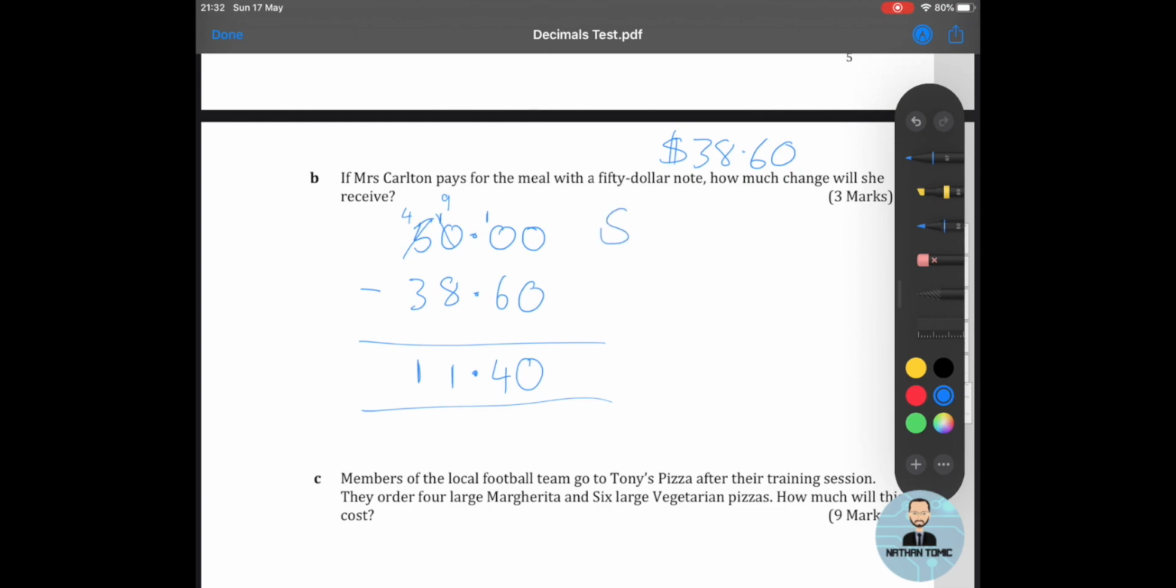But wait, it's dollars and cents. So in actual fact, it's $11.40. But wait again, it's a worded question. So her change from $50 is $11.40. So something along those lines, we have a proper worded answer.